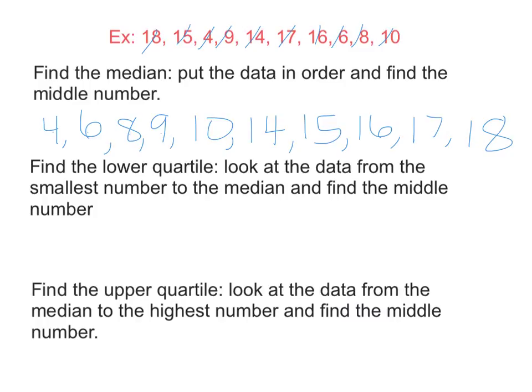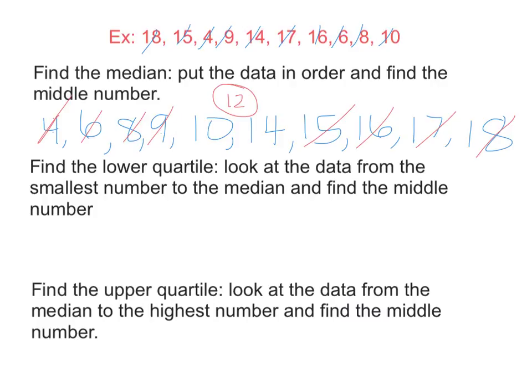Alright, so here I've put my numbers in order from least to greatest, and I want to find the median. Now remember, to find the median, I'm looking for the middle number. So I cross off one from the least, one from the greatest, one from the least, one from the greatest, and I keep going until I get to the middle. Now I have two numbers in the middle, 10 and 14. What's halfway between 10 and 14? The answer is 12. So here our median is 12. That was my first step.